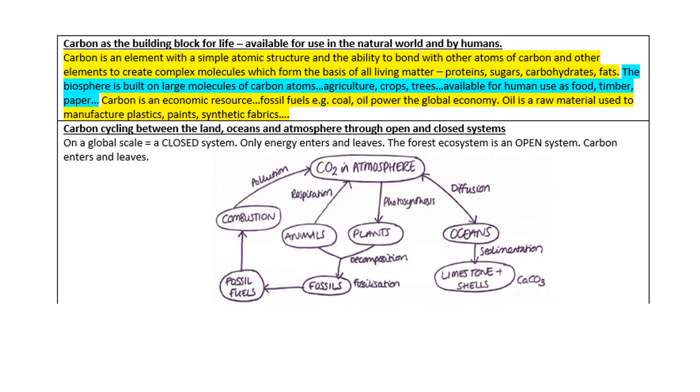All of our agriculture, all of our crops, all of our trees, all of that is important for humans. So we use those kind of things for food, for timber, for paper.